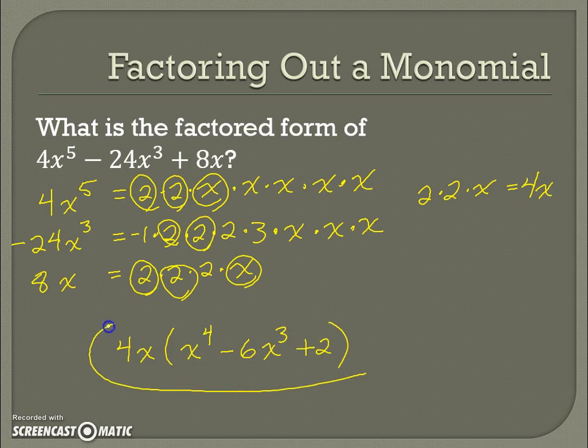So here is my factored out version where I factored out a 4x by finding the GCF of all of these as well as the variables. Okay, so find the GCF, write that in front of the parentheses, and then whatever's left is what goes inside the parentheses.